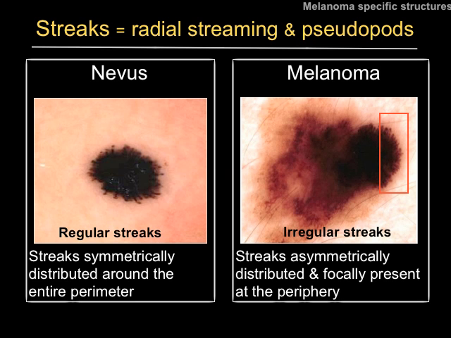Regular streaks are defined as streaks present around the entire perimeter of the lesion, and regular streaks are diagnostic of pigmented Spitz nevi. Irregular streaks are those that are found focally at the periphery of a tumor. Irregular streaks are one of 10 important melanoma-specific structures that every dermoscopist should be able to identify.